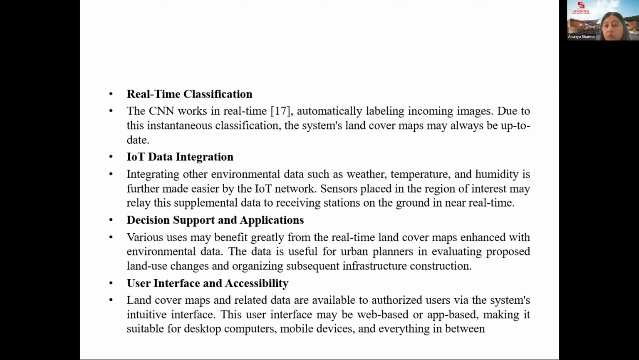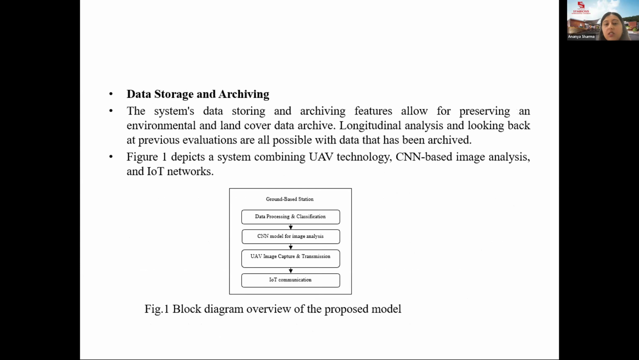This data is also helpful for urban planners as it helps in evaluating the proposed land use changes and organizing subsequent infrastructure construction. The land cover maps and related data are available to authorized users via the system's intuitive interface. This user interface may be web-based or app-based, making it suitable for both desktop computers as well as mobile devices and everything in between.